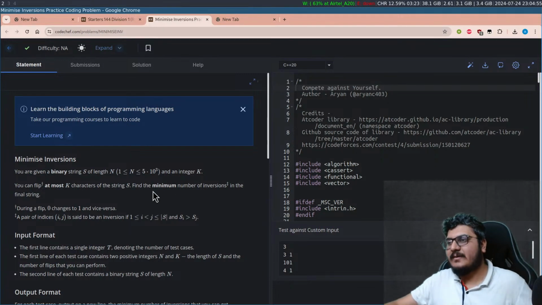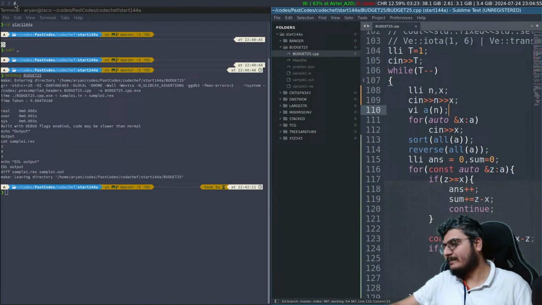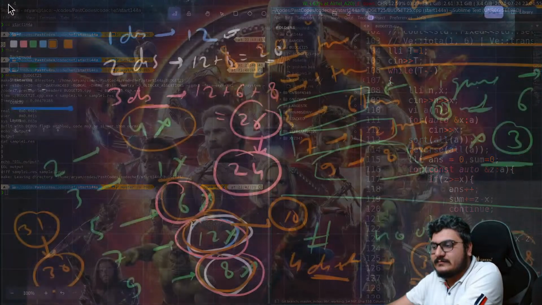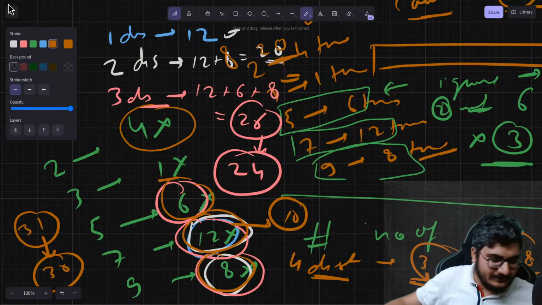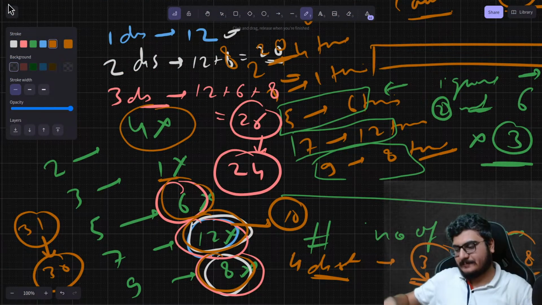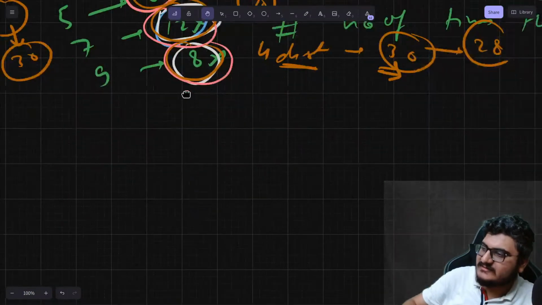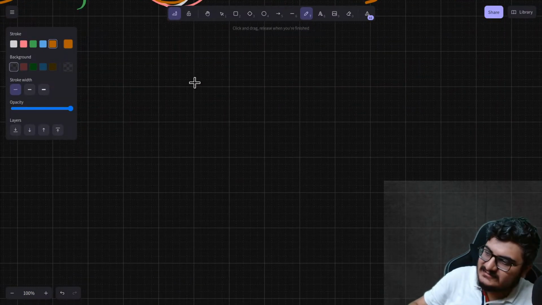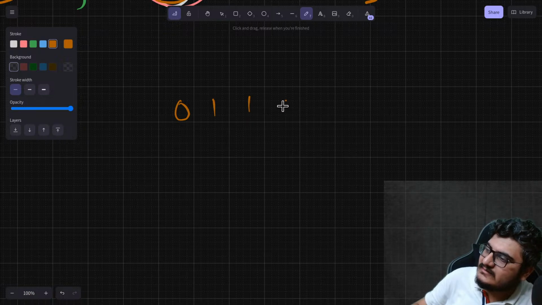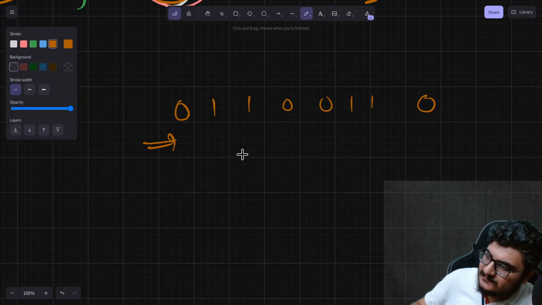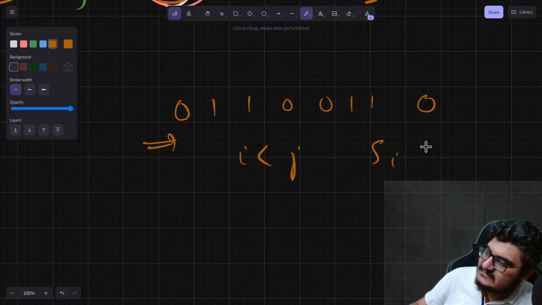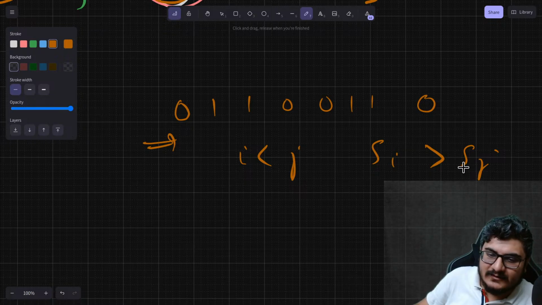So the problem statement says, first let's see what inversions are here. Before we minimize or do any operations, let's say we are given a binary string 0 1 1 0 0 1 1 0. Here it says count the number of indexes such that i is less than j and Si is greater than Sj.